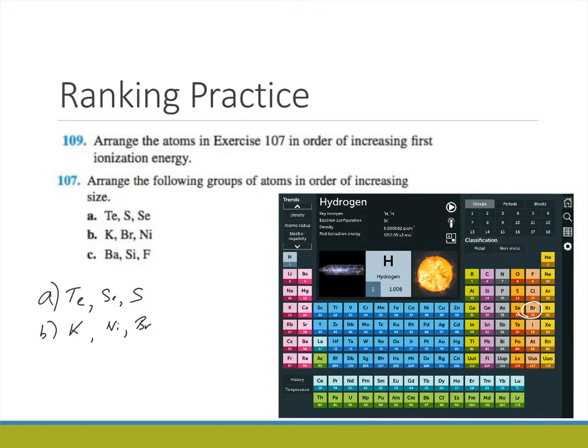And then finally, we have barium, silicon, and fluorine. So we know that ionization energy, as we go across, increases, and as we go down, it decreases. So the smallest should be barium because it's farthest to the left and it's lowest on the periodic table, followed by silicon and then fluorine.